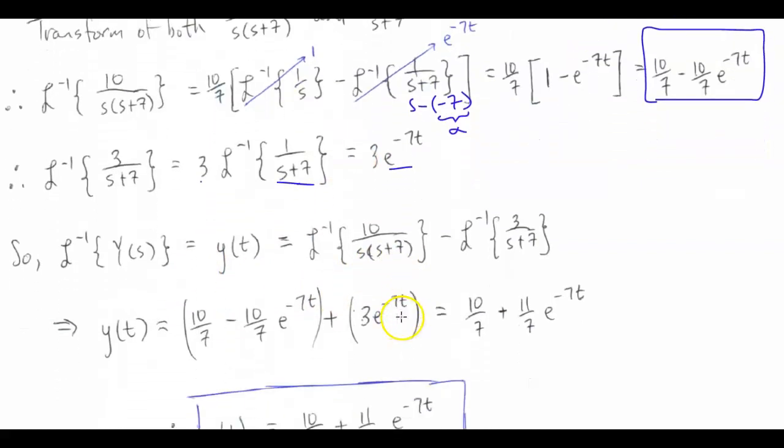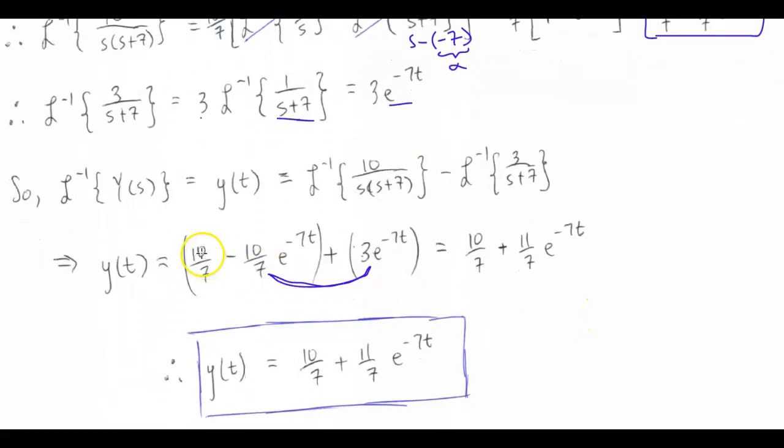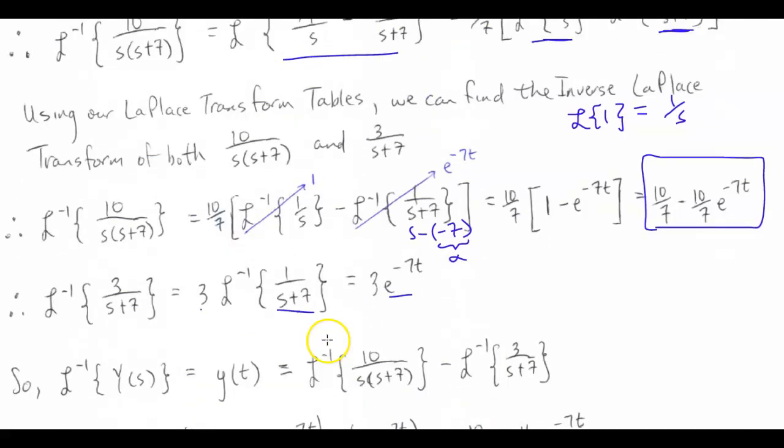So we put that all together and we see that these two terms are like terms. So we combine those and we'll end up getting a positive 11 over 7 times e raised to the -7t plus 10 over 7. And so this would be what the actual solution to our first order initial value ordinary differential equation would be here.